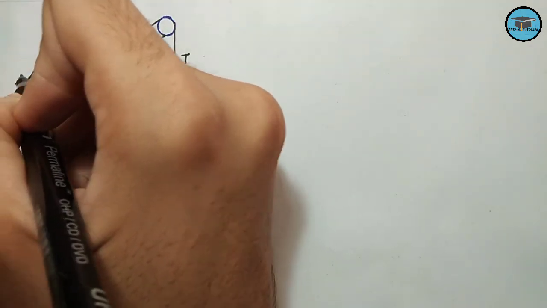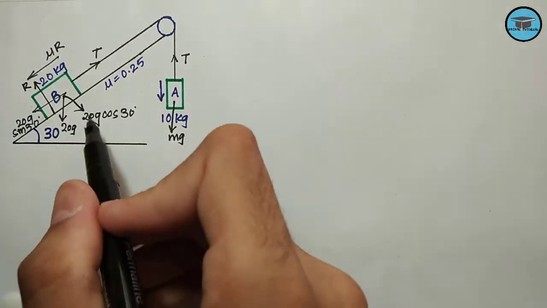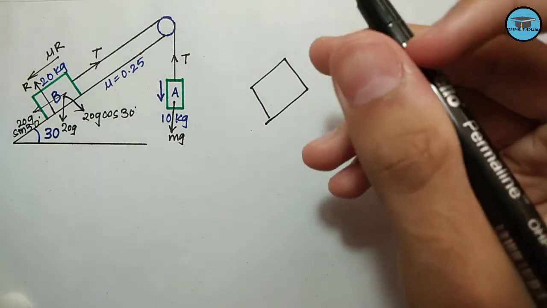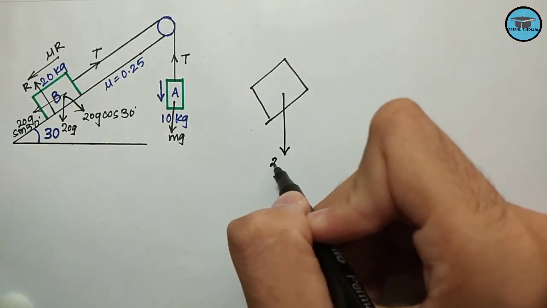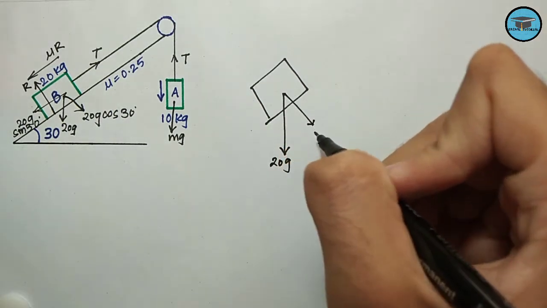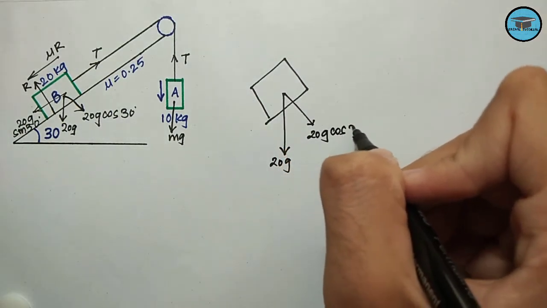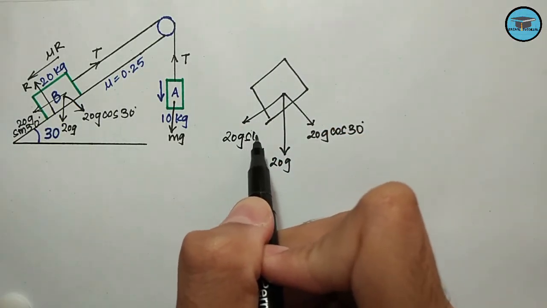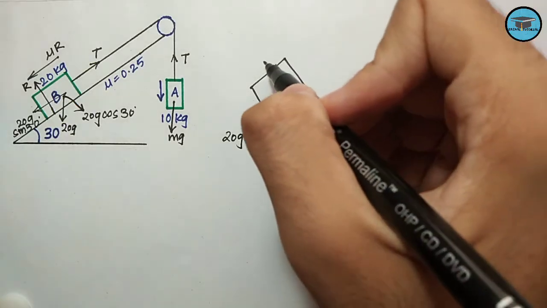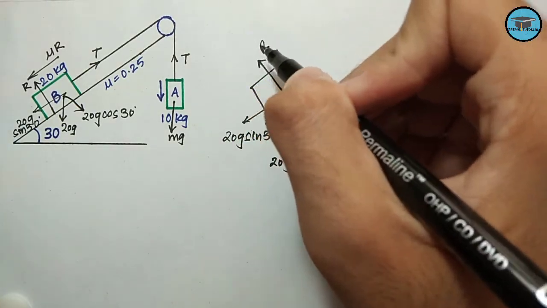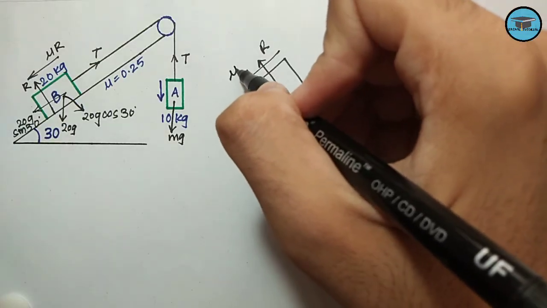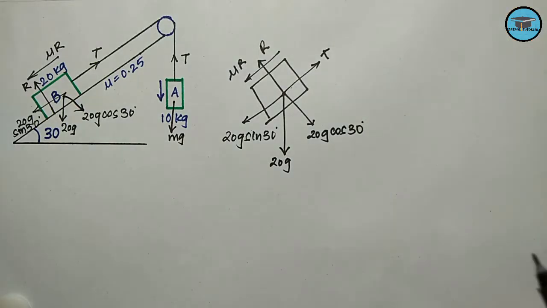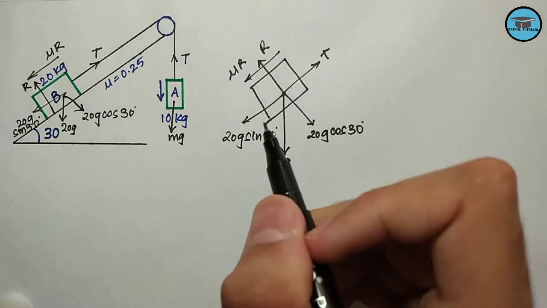So this is R. Let us draw the free body diagram separately. This is block B. This is given as 20 g, so this would be 20 g cos 30 degrees, and this would be 20 g sin 30 degrees. There is a reaction R from the surface, and there is a frictional force of magnitude mu R. There is a tension in the string like this. So this is the free body diagram of block B.